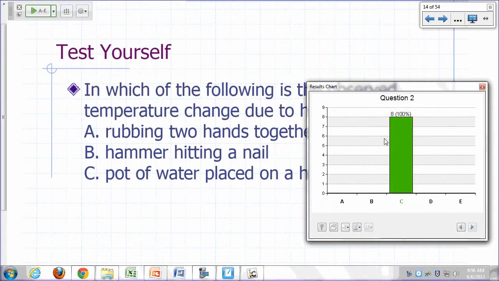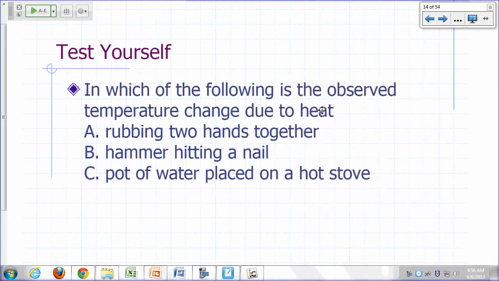Correct answer is C. Rubbing two hands together, unless one hand is hotter than the other to begin with, the increase in temperature there is not due to heat. That would be mechanical work. Hitting a nail with a hammer, you're not heating it, you're causing its temperature to rise by giving it energy, and the energy was transferred to it in the form of work. Heat is energy that's transferred because you put something hot in contact with something cold.